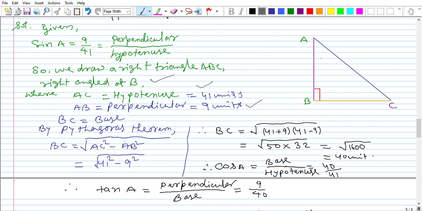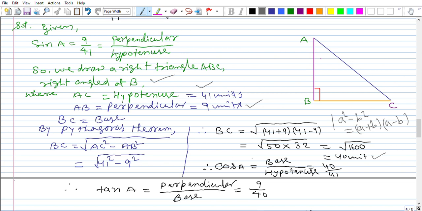Then we apply the Pythagoras theorem. We are going to find the BC. BC equal to under root AC square minus AB square. AC square means 41 square minus 9 square. You can apply here the A square minus B square identity, that is A plus B into A minus B. Am I right? Yes. So we get 50 into 32, that is 1600, so we get 40 units. Which 40 units? BC side. Base we get 40 units.